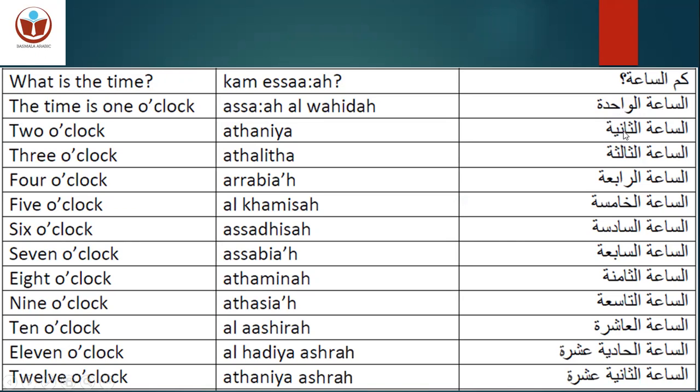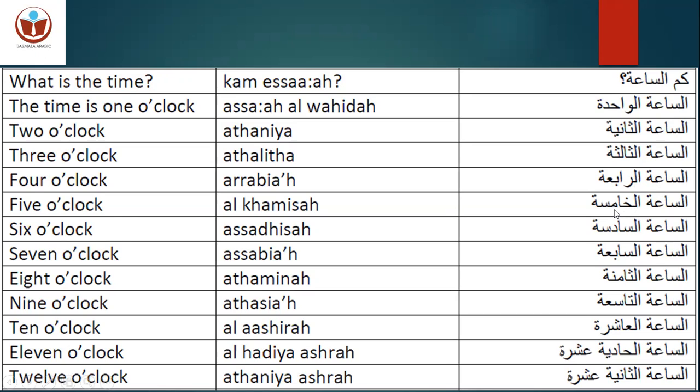Al-thaniya, its pronunciation is like Athaniya. There is no similar letter in English language, but in English we use th instead of this letter, like tha. As-sa'a athaniya. The time is 2 o'clock. Next one, third one, is as-sa'a thalitha. As-sa'a thalitha, 3 o'clock. As-sa'a al-rabi'a, 4 o'clock.